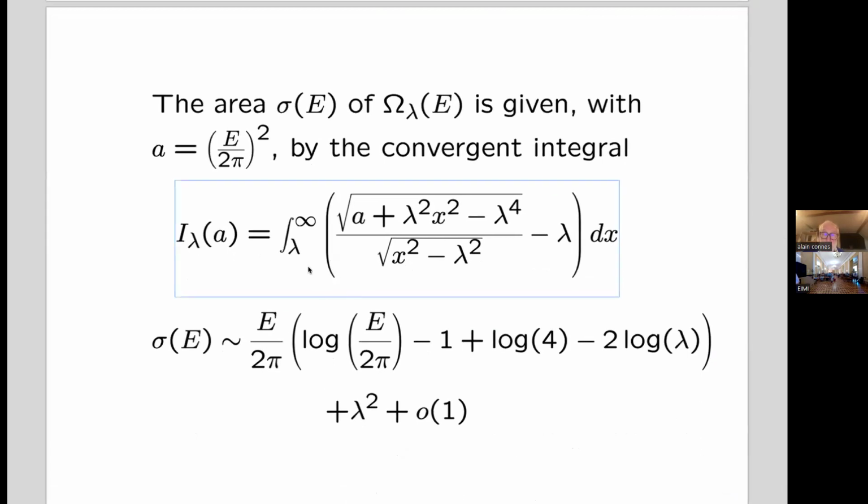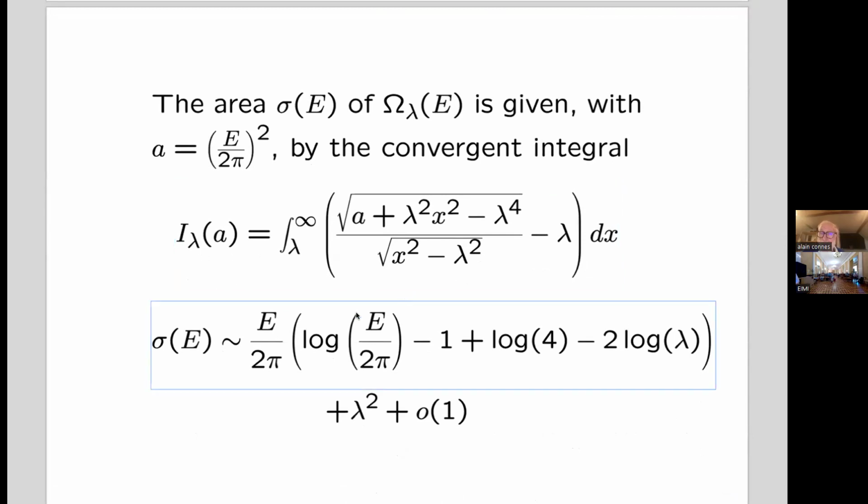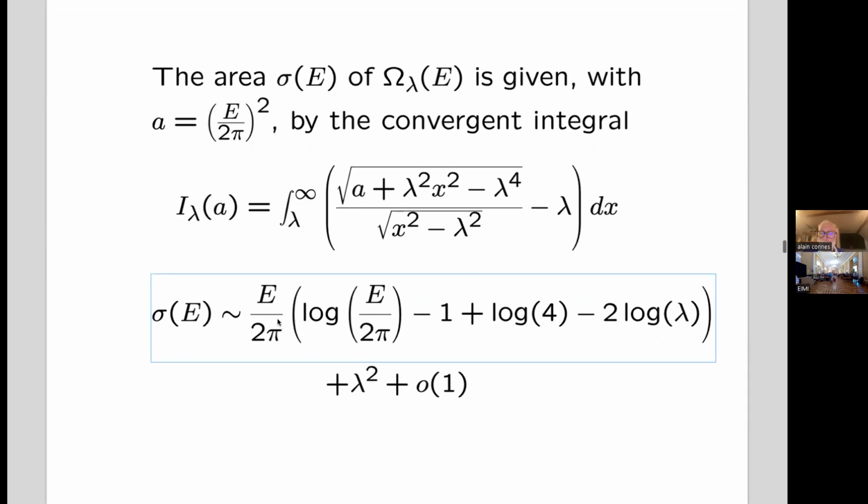And when you begin to expand this Legendre integral in terms of the good parameter, wow, you find the same term as Riemann. In other words, the very rough counting that you get from the semi-classical approximation actually gives you the correct term which appears in the Riemann formula, namely E over 2 pi log of E over 2 pi. Then you have correction terms and so on.